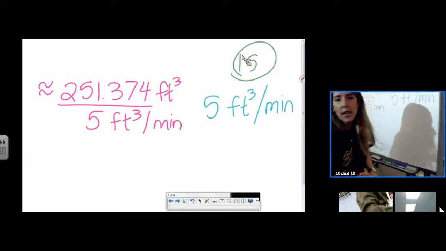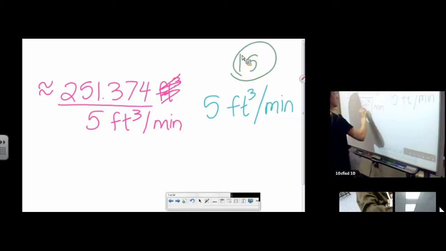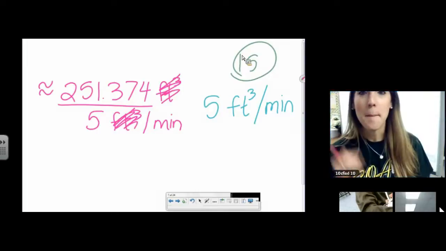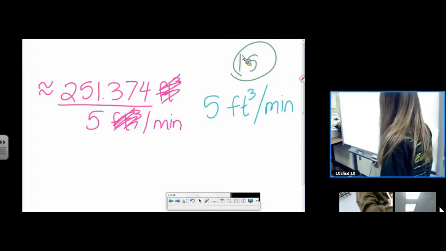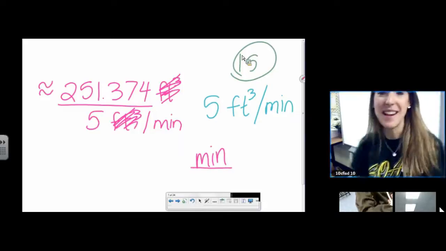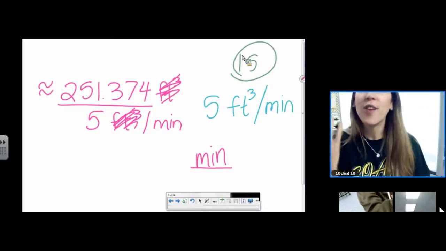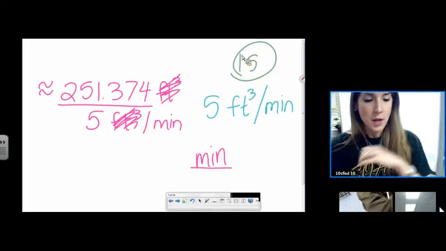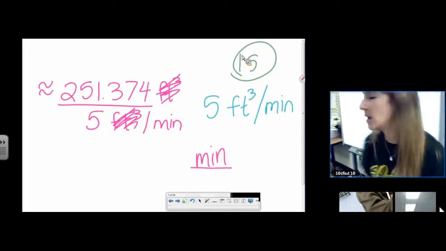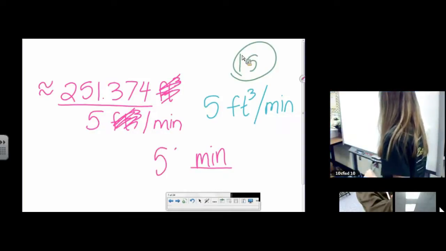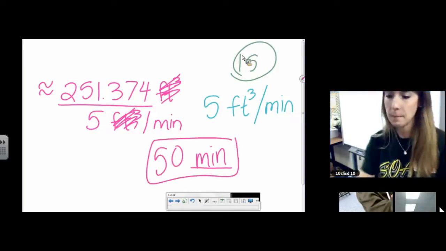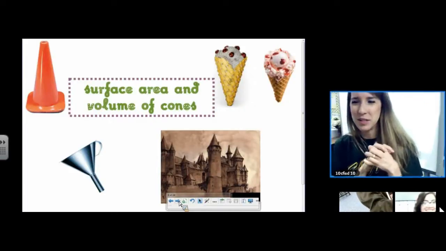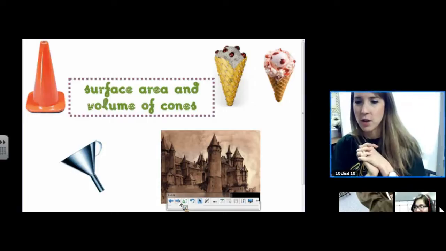What's cool here is that the units cancel. What units are left when my cubic feet cancels? Minutes. That means our answer is going to be in minutes. That kind of affirms that we're doing the right thing by dividing here. So you take that volume, you divide it by 5, and it's going to take about 50 minutes, a little bit less than an hour. We have 2 lessons in one today. We're going to start with cones. So title your notes, surface area and volume of cones.